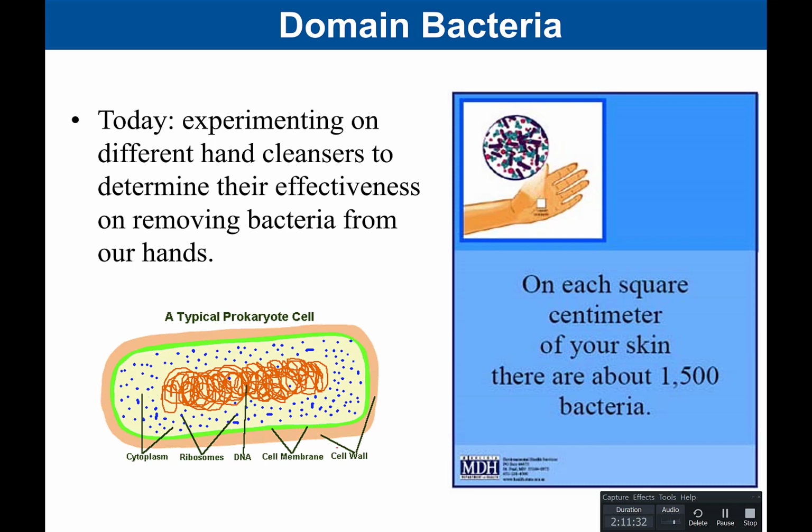Now, doing this type of experiment with bacteria is much easier than trying to test for viruses on your hands. The reason is that bacteria are free living organisms. They reproduce on their own. They don't need a host cell. So I can take bacteria and put it on a nutrient agar plate and it will grow. If I was looking for viruses on my hand, that same approach is not going to work because viruses are obligate intracellular parasites. They have to reproduce within a host cell.